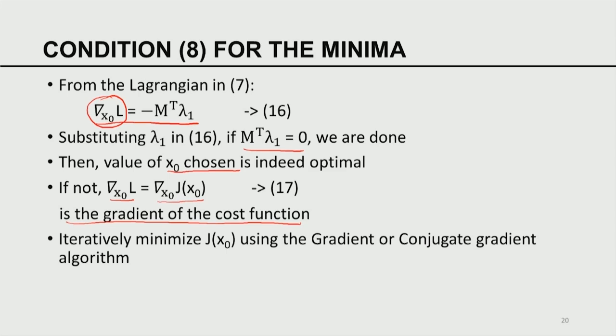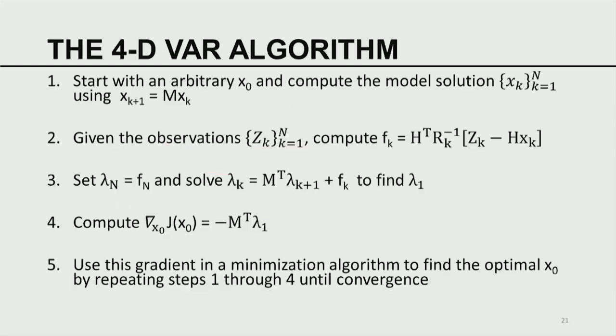So how does this algorithm work? The algorithm works as follows. This algorithm has come to be called the 4D-Var algorithm. This is also called the first order adjoint method. By whatever name you call it, the essence of the method goes as follows. Start with an arbitrary x naught. You are given a model, compute the sequence of states computed by the model.